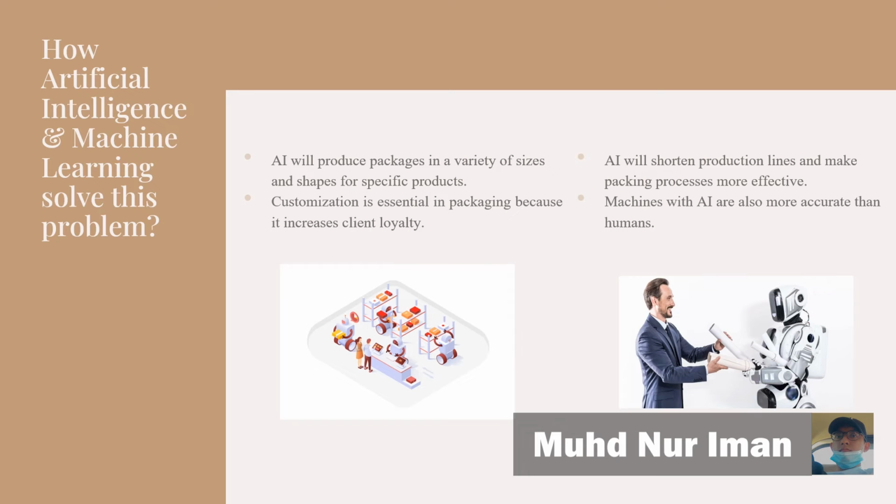Next, AI will shorten production line and make packing processes more effective. By lowering labor expenses and improving output, industry can achieve better profits when it comes to processing data fast and effectively. Machines with AI are also more accurate than humans.